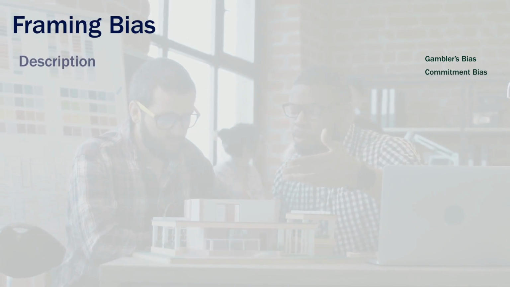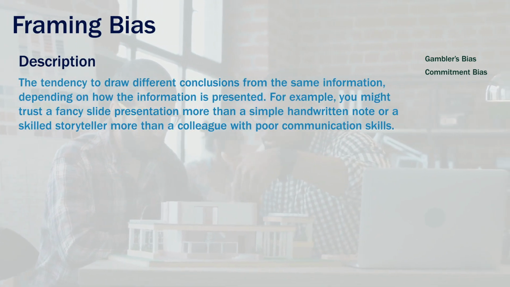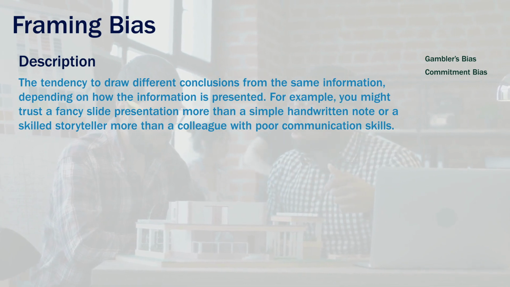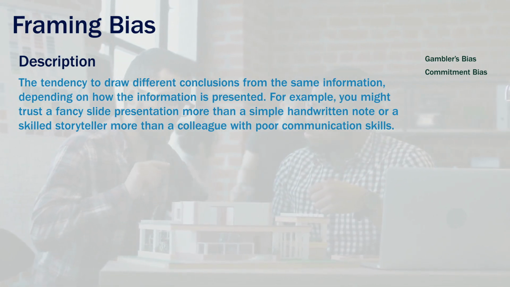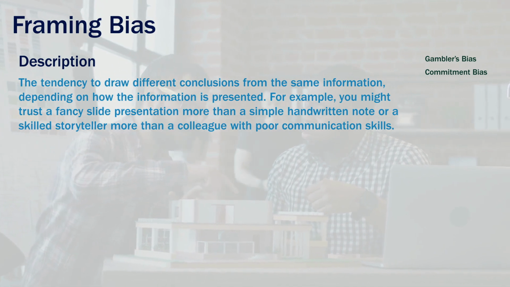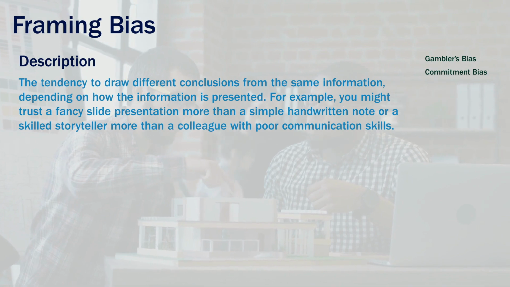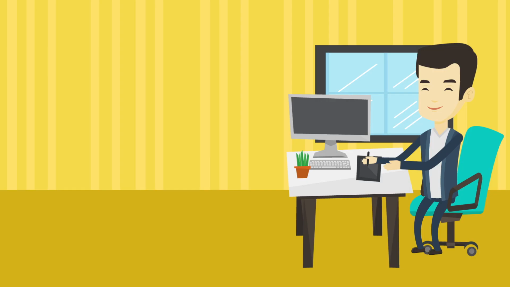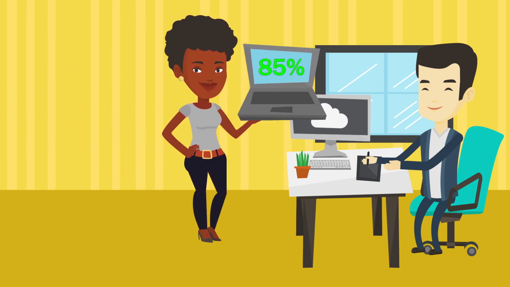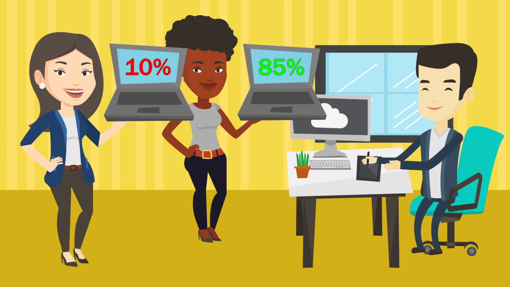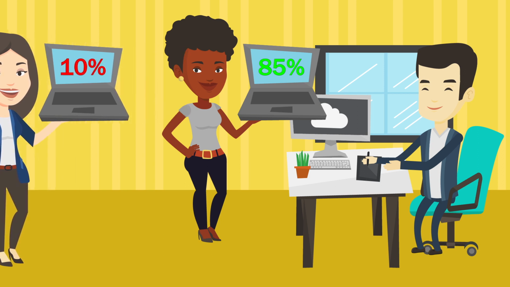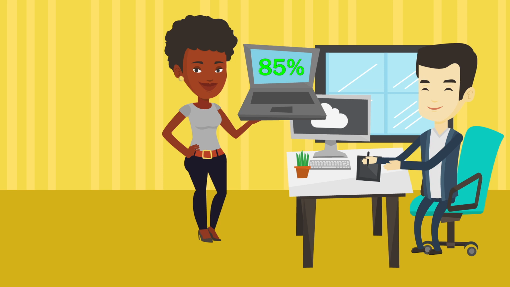Framing bias. Description: the tendency to draw different conclusions from the same information, depending on how the information is presented. For example, you might trust a fancy slide presentation more than a simple handwritten note, or a skilled storyteller more than a colleague with poor communication skills. Example: you receive different pitches from 2 salespersons who want you to buy their cloud storage solution for your organization. Salesperson A states 85% customer satisfaction for their solution, while salesperson B indicates that they have 10% dissatisfied customers. You think salesperson A's offer sounds more attractive with a majority of satisfied customers, and fail to drill deeper to find that behind their 85% satisfaction is in fact 15% dissatisfied customers.